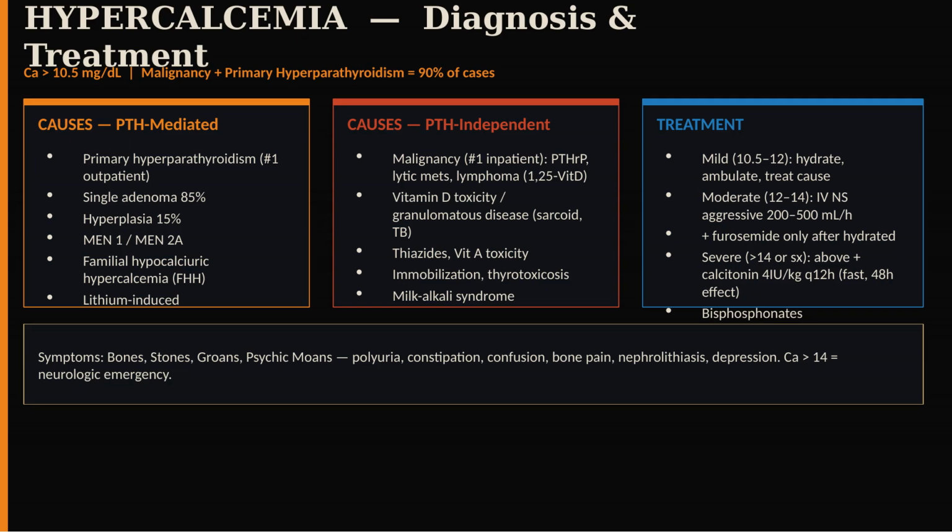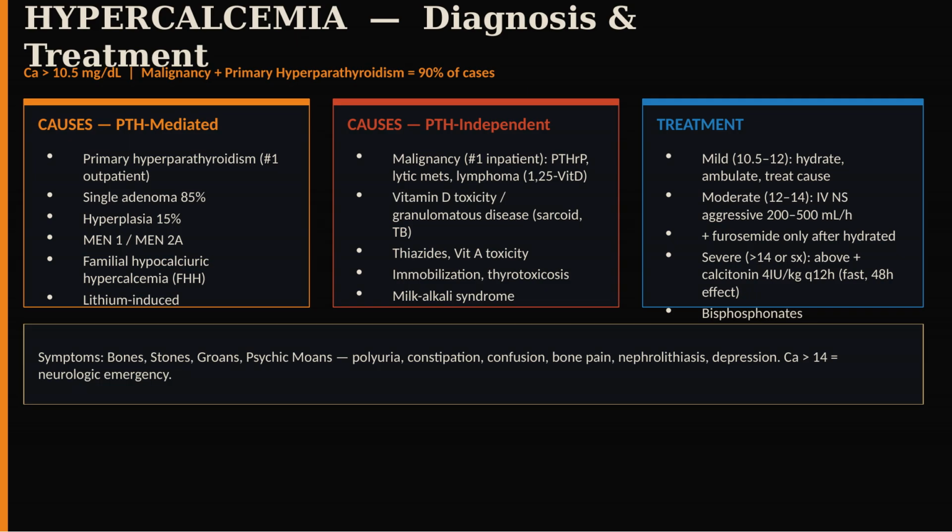Treatment scales: mild, 10.5 to 12, hydrate, mobilize, treat the cause. Moderate, 12 to 14. Aggressive IV saline, 200 to 500 milliliters an hour, and furosemide only after you've rehydrated, never before. Severe, over 14 or symptomatic. Add calcitonin, which works fast within hours but fades in about 48, and a bisphosphonate like zoledronate, which is potent and durable, but takes 2 to 4 days to kick in.